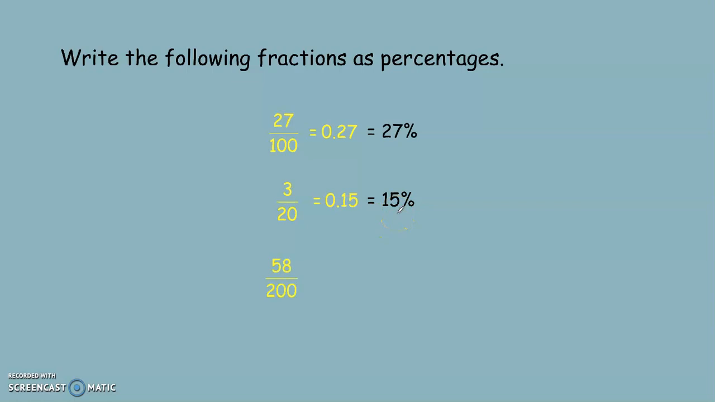Okay. Right, 58 over 200. So into your calculator I want you to type 58 divided by 200. Check that you get the same as me, which is 0.29. 0.29 as a percentage, if we multiply it by 100, is 29%. Okay.